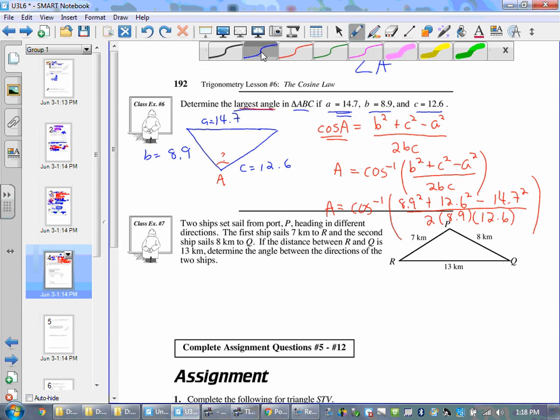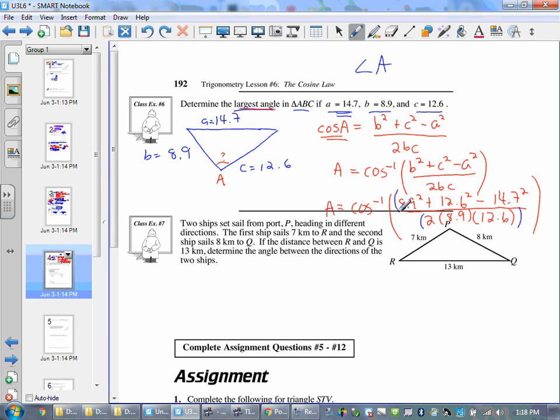Okay, so let's look at what will need to be in brackets. We need the denominator in brackets by itself. The rest of it does matter. We will need the numerator in brackets, because otherwise order of operations will take this last 14.7 squared and divide it by the denominator here. Then it'll add 8.9 squared and 12.6 squared. So brackets in the numerator, brackets in the denominator, and brackets around the whole thing when it's in cos. So we're going to have to be pretty smart with our brackets.